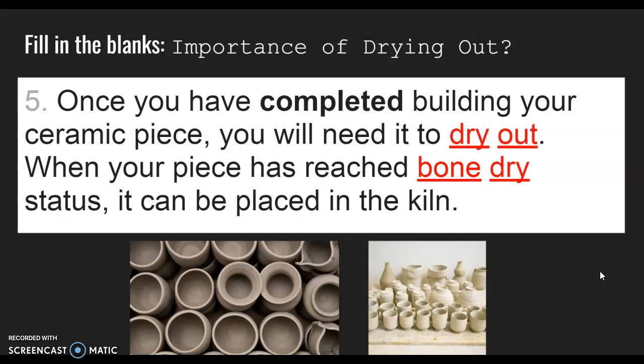So once you have completed building your ceramic piece, you will need it to dry out. When your piece has reached bone dry status, it can be placed in the kiln. So bone dry is essentially what this picture is right here. You'll notice that your clay will go from like a grayish color to a pretty much white, and that's what will have to go into the kiln. It has to go into the kiln twice. So it has to go in when it's bone dry, and then it'll come out, and then it'll be called what's called greenware, and then that's where we put the glaze. And we'll kind of talk all about that in a minute. But drying out is really, really important.